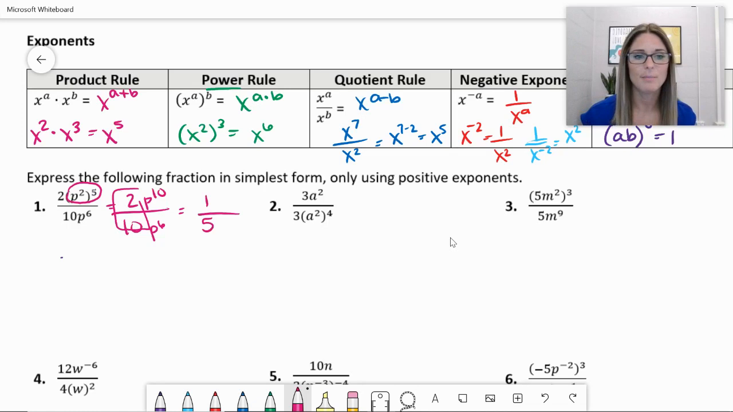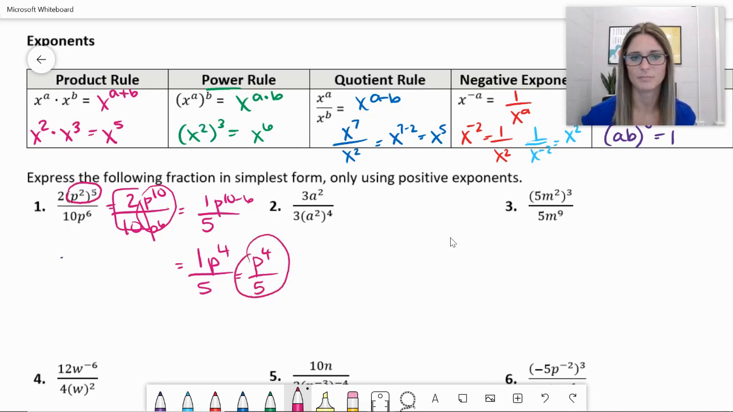And then let's look at the p's. So I have p to the 10th over p to the 6th. That's that quotient rule. I'm going to subtract 10 minus 6. I'm going to show that step here, 10 minus 6, and you don't need to write 1. 10 minus 6 is 4, p to the 4th over 5, and you can just write that. Final answer. Okay, so we use the power rule, we simplified the fraction piece, and we use the quotient rule there.